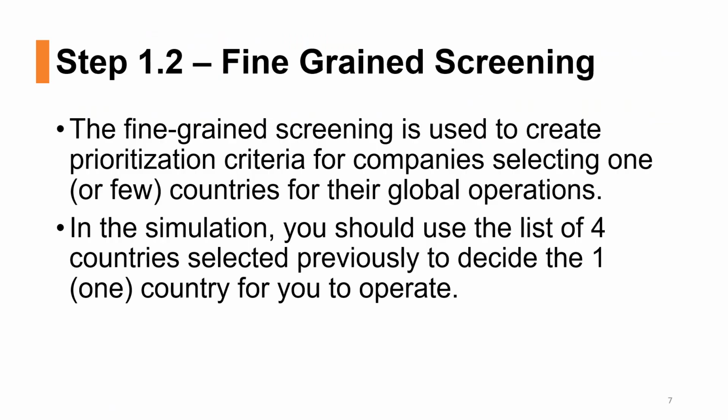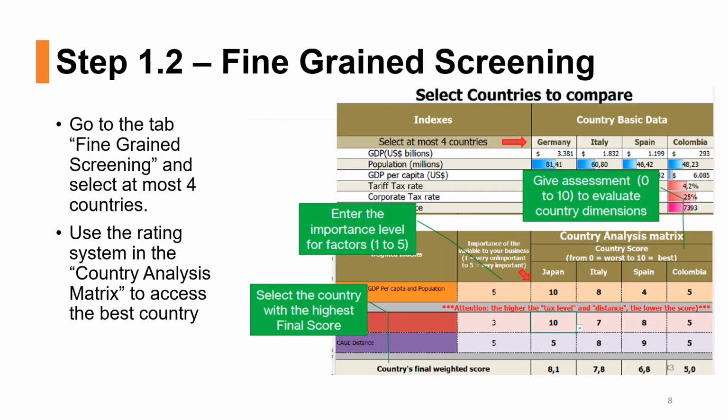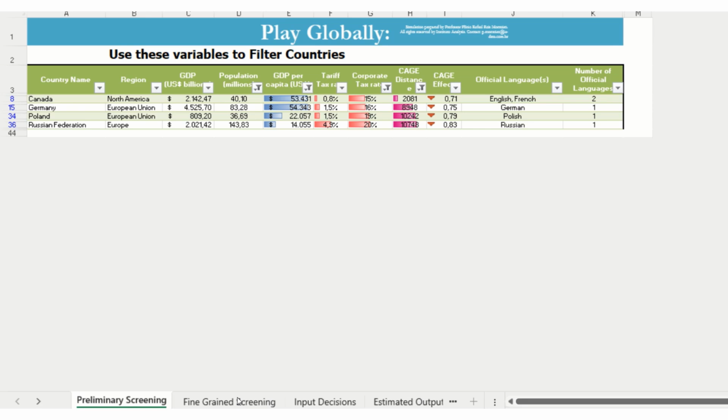Now that you have narrowed your selection to 4 countries, it's time for a more detailed evaluation. This stage requires a qualitative assessment based on the 3 key dimensions: market attractiveness, taxation level, and cage distance. To proceed with this step, open the Fine-Grained Screening tab in the Excel file. Let's now move to the Fine-Grained Screening and define the countries that we selected.